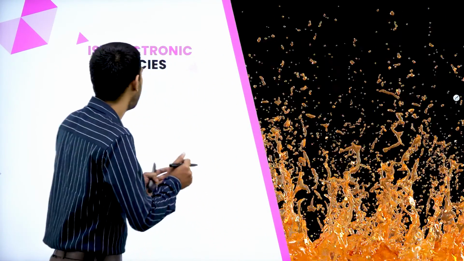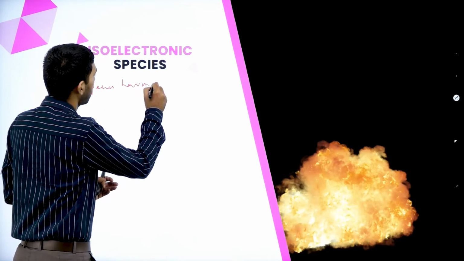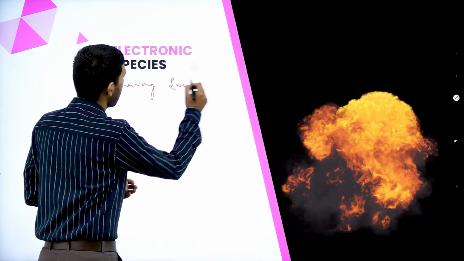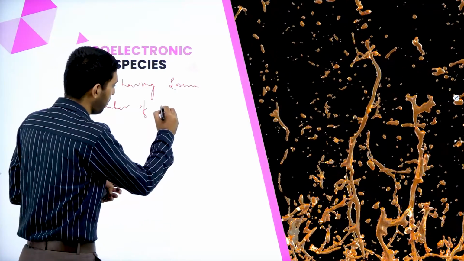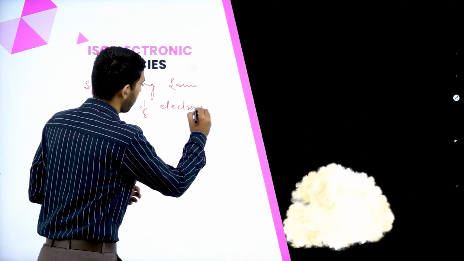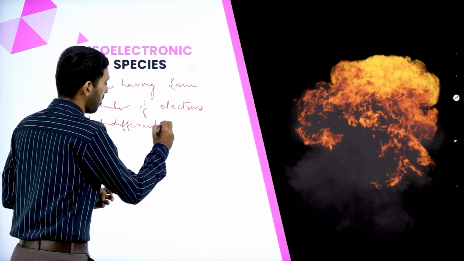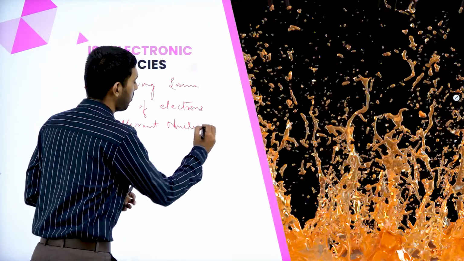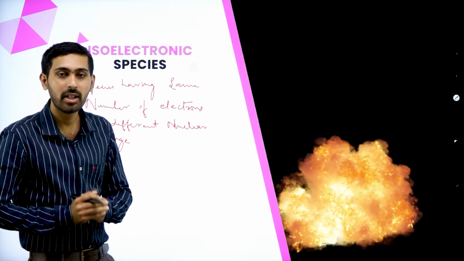These are the species having same number of electrons but having different nuclear charge. They are called isoelectronic species. Okay, let us write the definition here. Species having same number of electrons but different nuclear charge. They are called isoelectronic species.